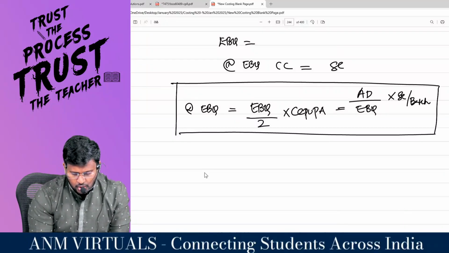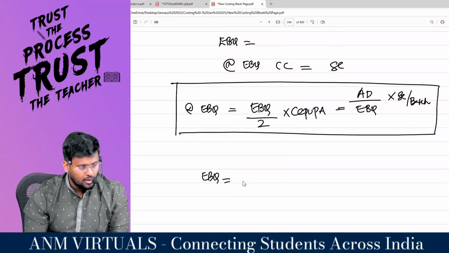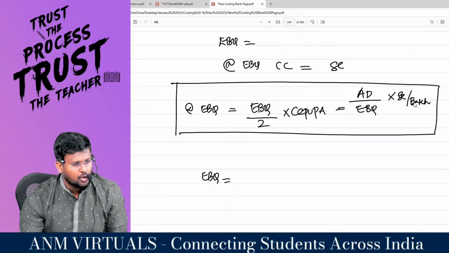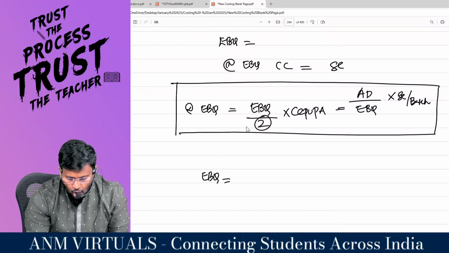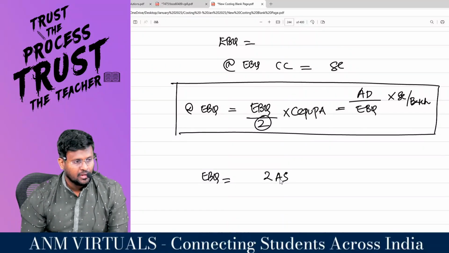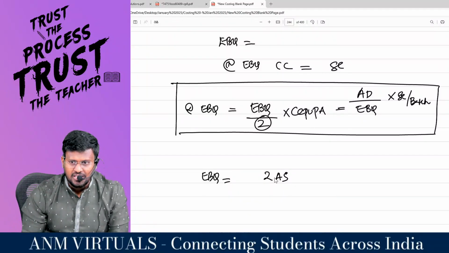Look at here, man. So what should be my EBQ? Look at here. Here AD is there. Yes, sir. Here, sir, setup cost per batch is there. In the denominator 2 is there. So 2A, sir. Yes, sir. This denominator I made the numerator. When bringing the denominator up, it becomes 2.